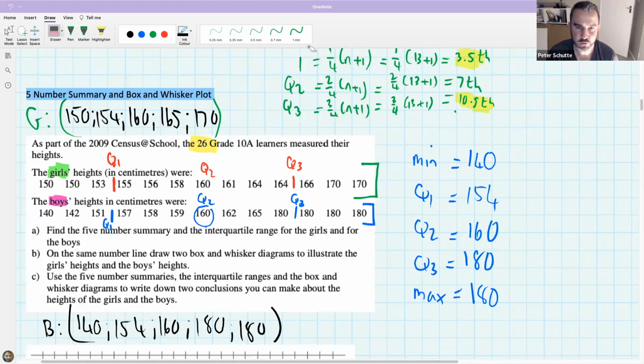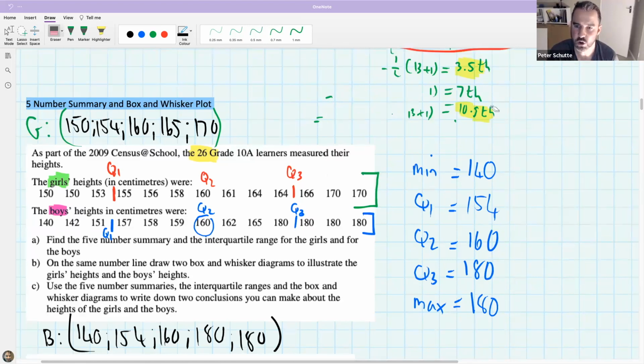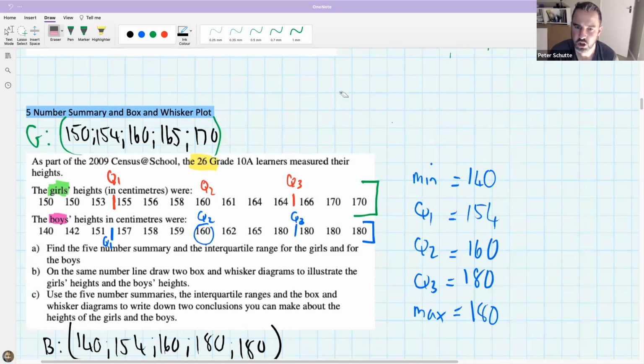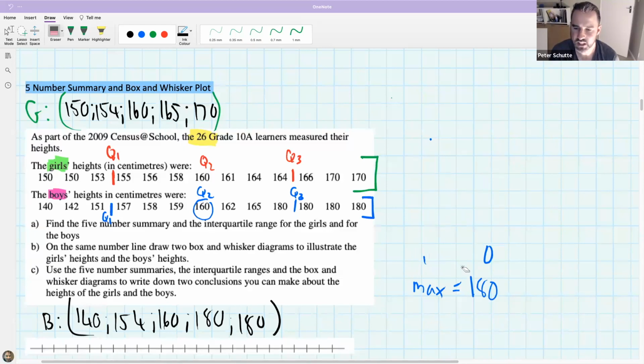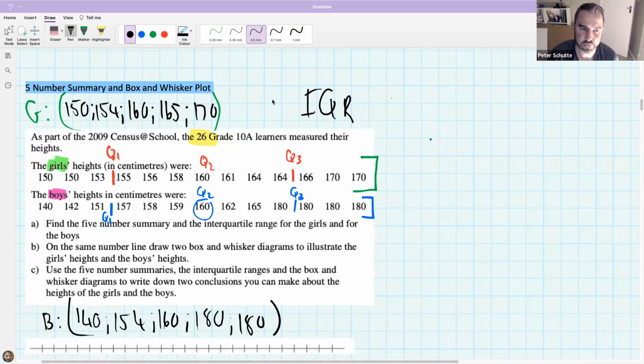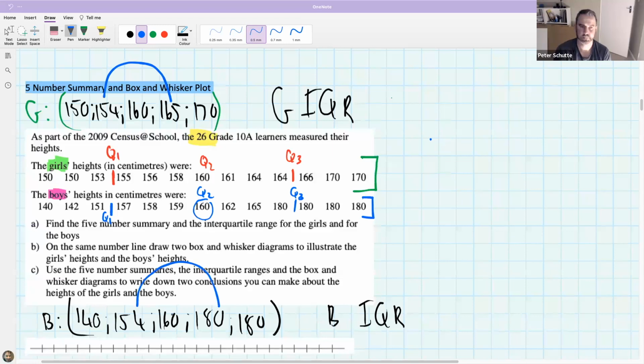Okay, now, before I go on to the box and whisker, I want to know what is the interquartile range for girls and what is the interquartile range for boys. So the IQR, or the middle 50% of the data. This is the middle 50% of data. You can kind of see it visually here, because remember, this is Q3 and this is Q1. What do we get?